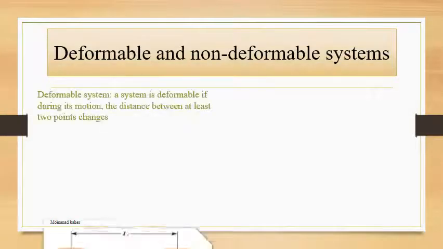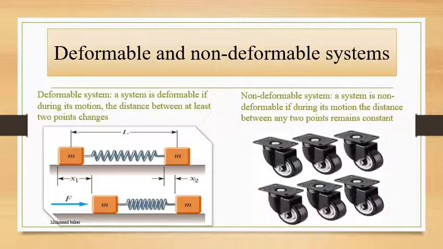Now I will explain the difference between deformable and non-deformable systems. You should know if a system is deformable or non-deformable after this lecture. First, the deformable system. As a definition, a system is deformable if during its motion the distance between at least two points changes.